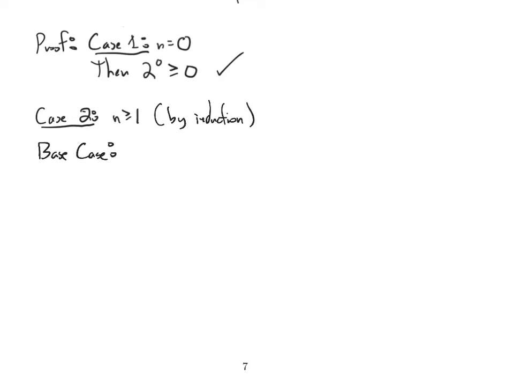Our base case is n equals 1, then 2 to the 1 is greater than or equal to 1. Is that true? Well, 2 to the 1 is 2, sorry, and that is indeed greater than or equal to 1. So we're good to go. Let's look at our inductive case.